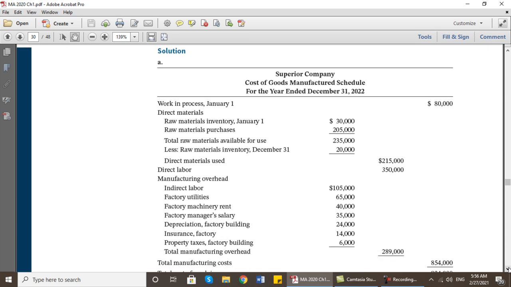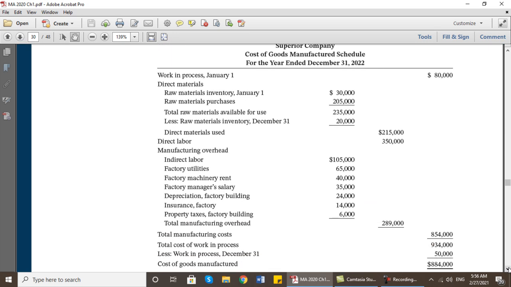Here's the cost of goods manufactured for the year ended December 31. We begin with work in process. We add direct material. Also in this problem, we need to calculate direct material used. In the mirror exercise, we have direct material used ready, but here we need to calculate direct material used.